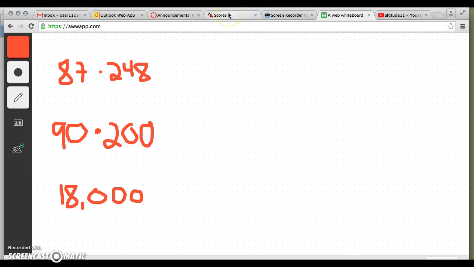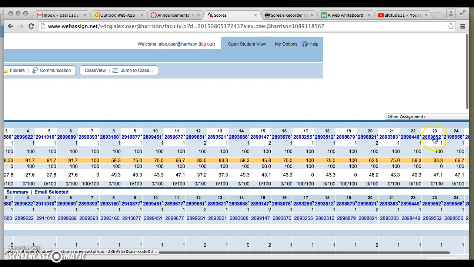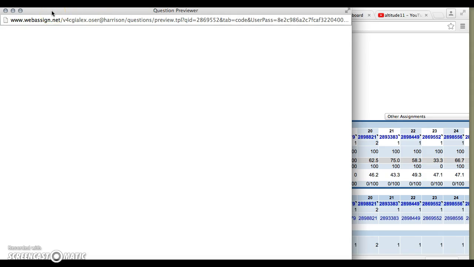All right, moving on to our next problem here. That was problem number 23. Excuse me while this loads really quick. Here it goes.